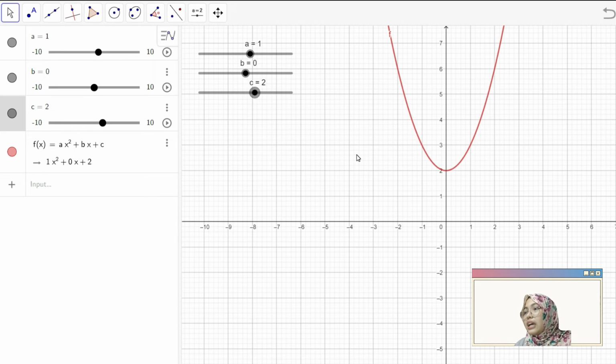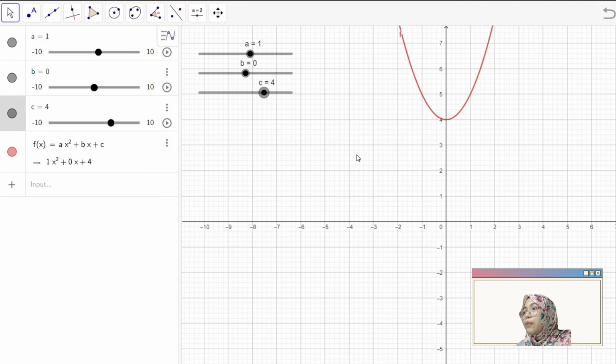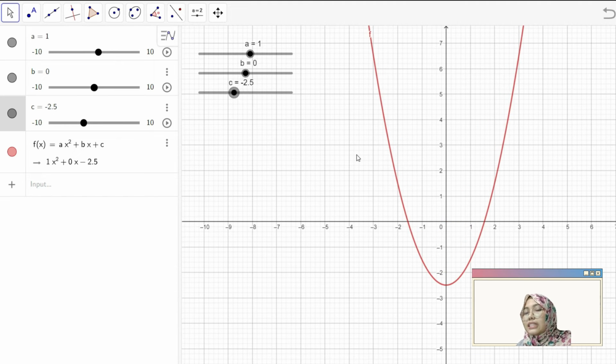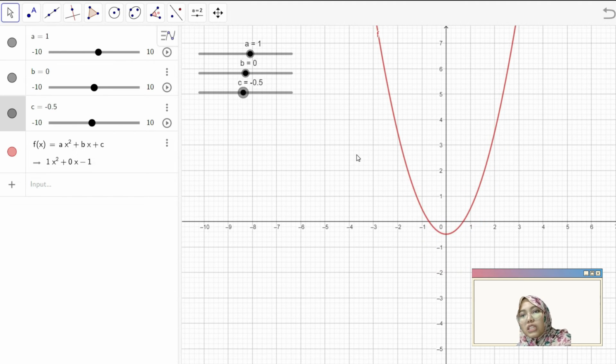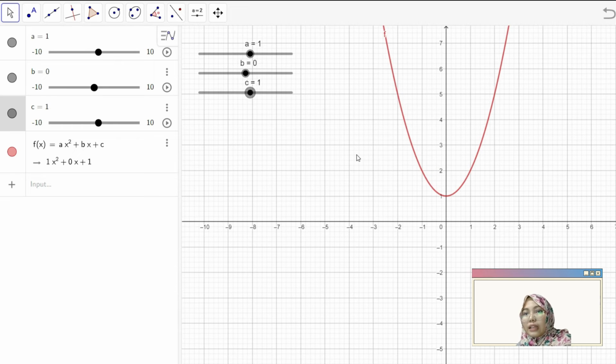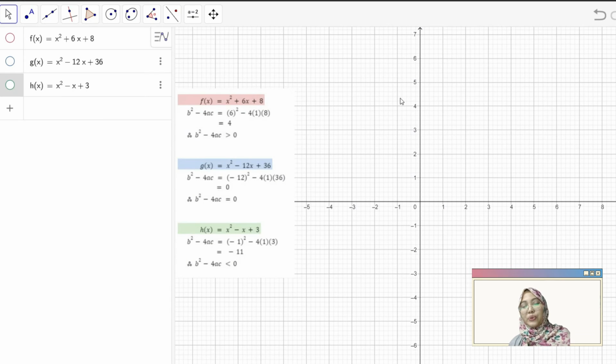When we increase the value of c, we can see that the graph moves vertically upward. And when we decrease the value of c, the graph will move vertically downward. Here we can see that the changes in the value of c will affect the position of the graph vertically. And then it will also change the y-intercept of the graph. Now, we will see how the different types of roots can affect the position of the graph.